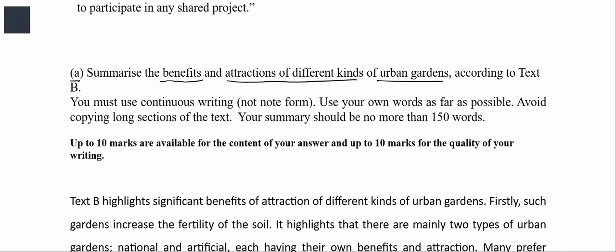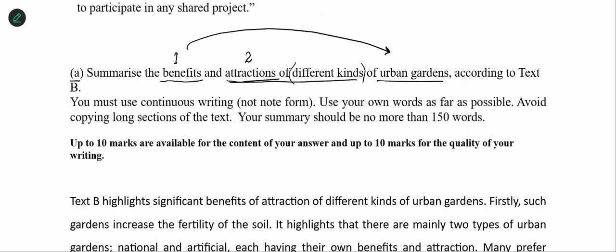If we want to analyze this summary question, you need to focus on the benefits of what? Benefits of urban gardens. And then attractions, that is the second part. Attractions of different kinds of urban gardens, and this one is not negligible, that is also called different kinds. So first of all, identify different kinds of urban gardens, and then find the benefits and the attractions, what kind of attractions these urban gardens have. So you have to focus on this question.